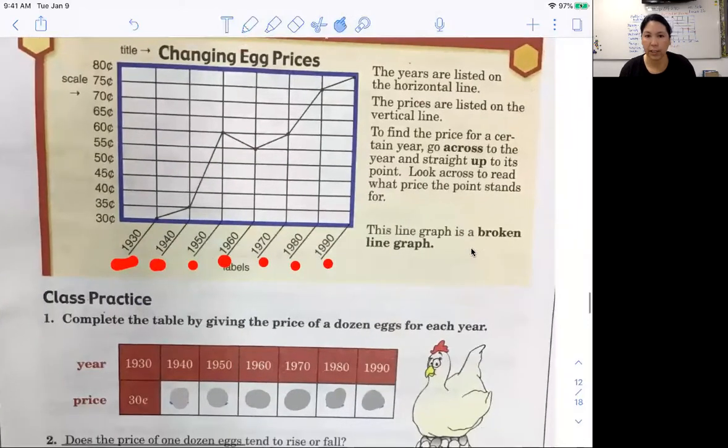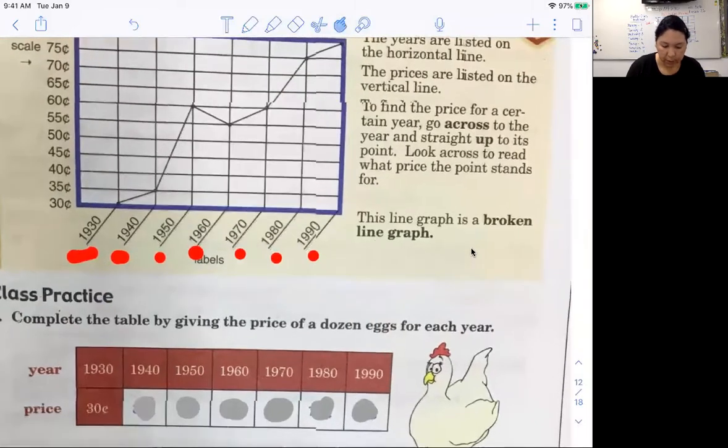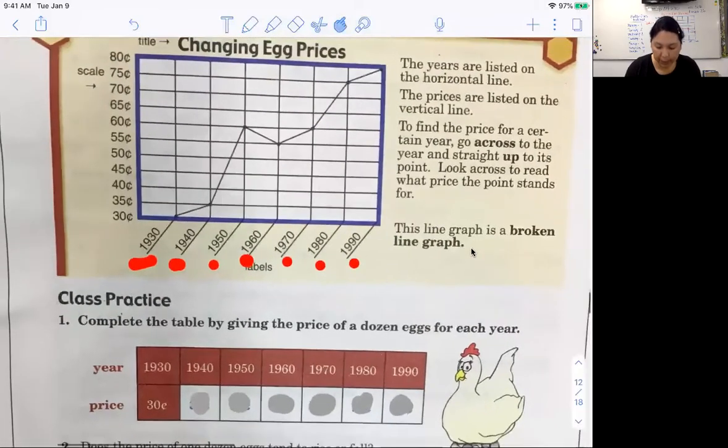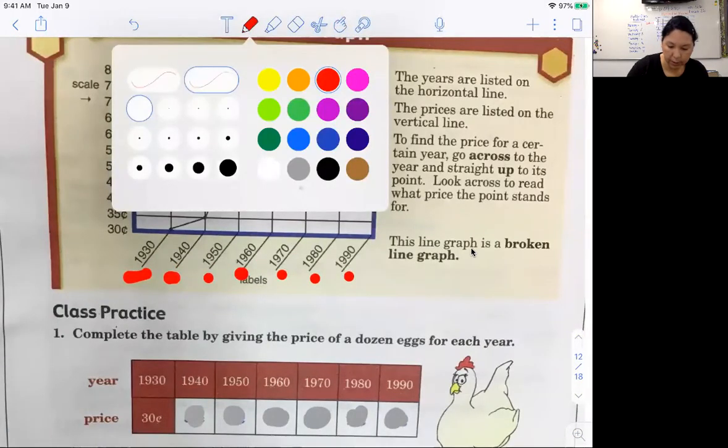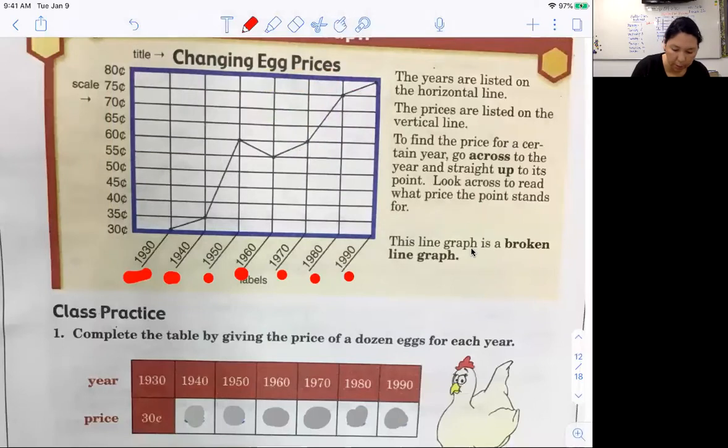Okay, so now they want us to read this graph. It says, complete the table by giving the price of a dozen eggs for each year. The first one they want us to do is 1940. I'm gonna make this a lot smaller here. So let's find 1940, here we are. We're gonna go up to the dot that I'm bubbling in red. See how the 1940 kind of goes at a slant and then goes up? That's where we're looking for our measurement for that time.